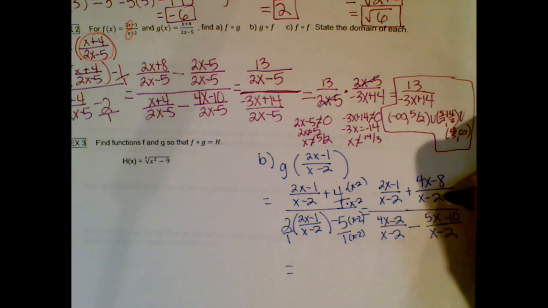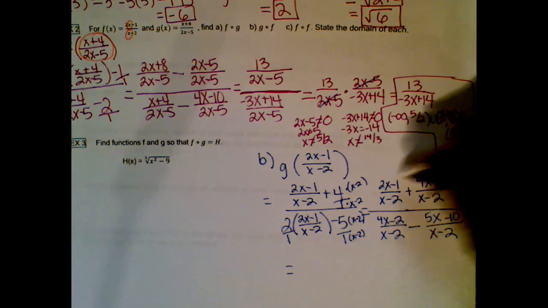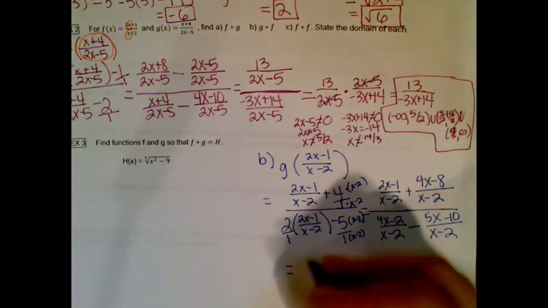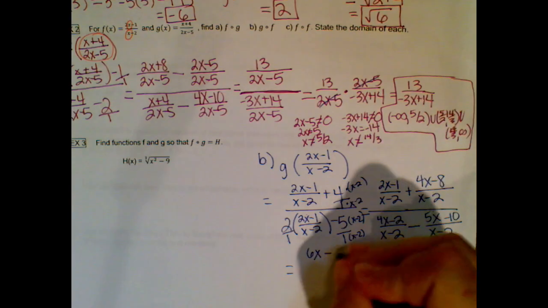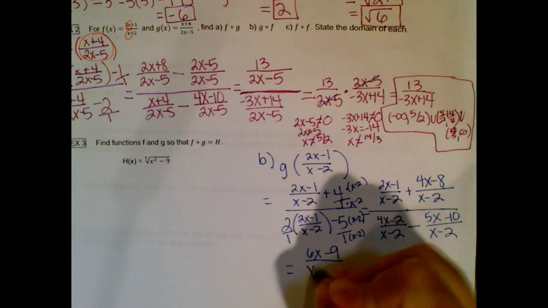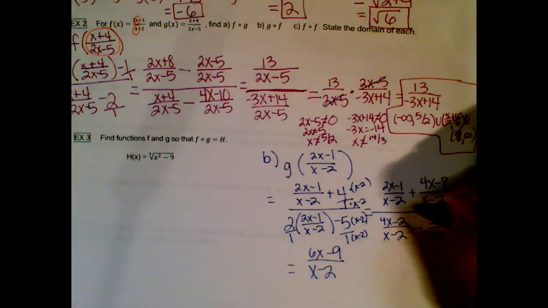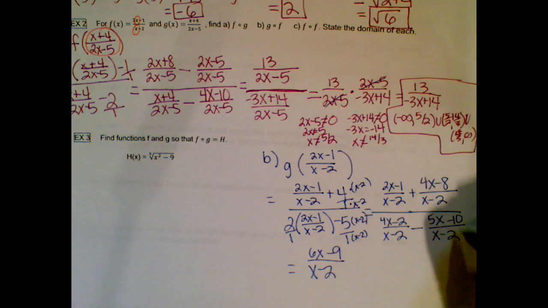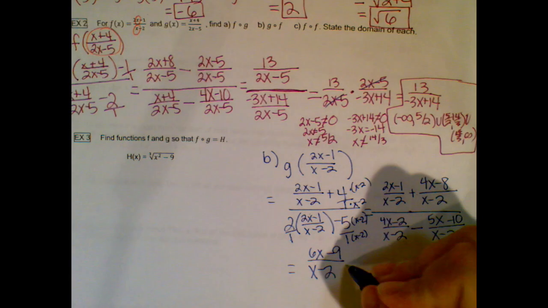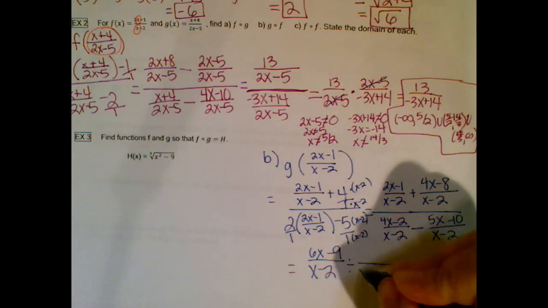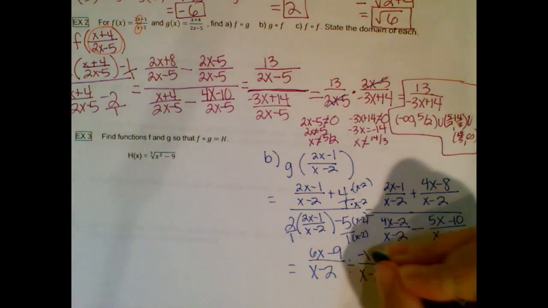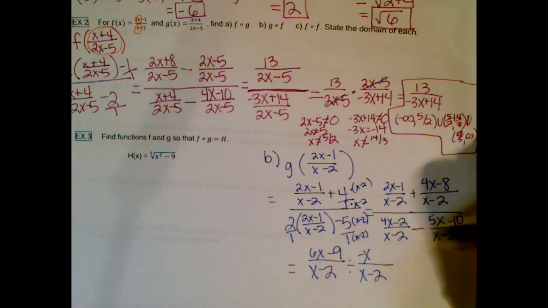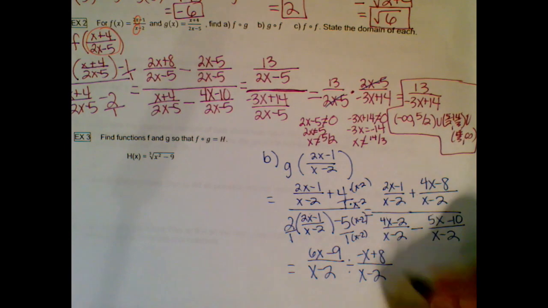Next step, they have a common denominator, so simplify the numerators. 2x plus 4x is 6x. Negative 1 plus negative 8 is negative 9. And that's over x minus 2. I'm going to be dividing that by this result. So I know this is the denominator. I have 4x minus 5x, which is negative x. Negative 2 minus negative 10, which is negative 2 plus 10, which is 8.